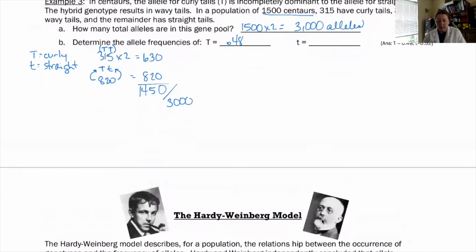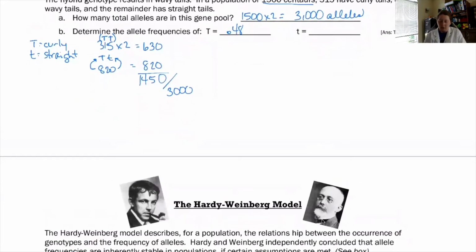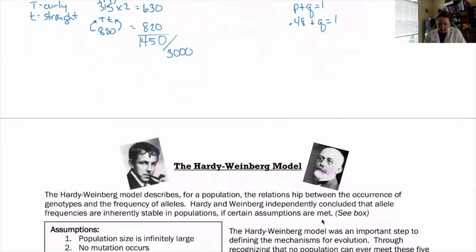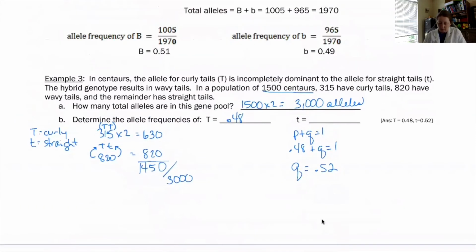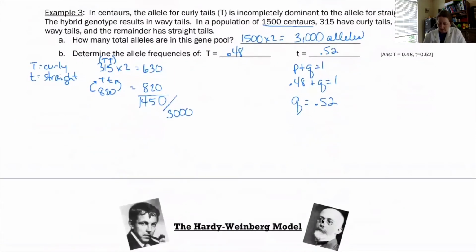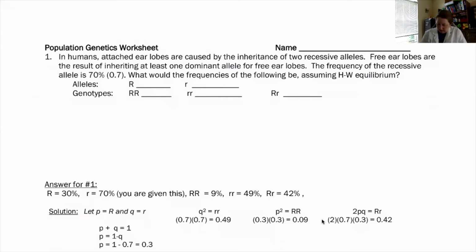Now again, the easiest way to find little t, rather than going through all of that just for the other side of this, is again, I know that my p plus q equals 1. I just found that my big T, or my p, is 0.48 plus q equals 1. So therefore my q must be equal to 0.52. All right. So hopefully this is starting to make some sense.